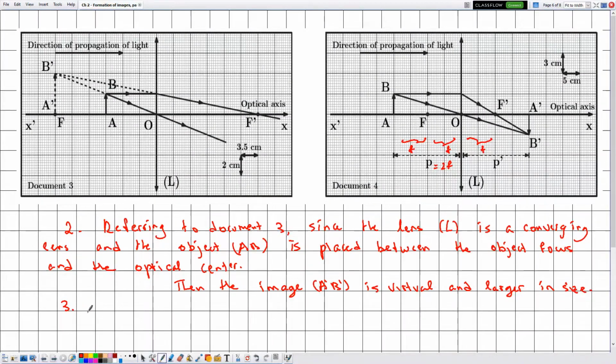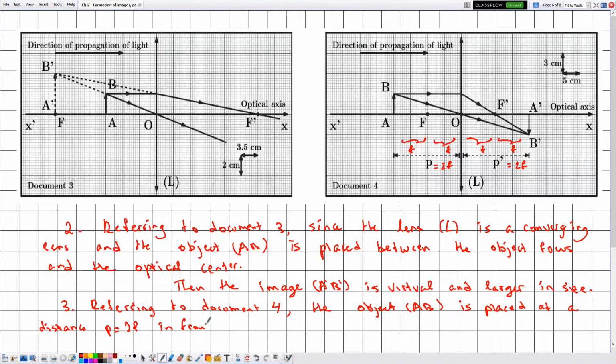Then we can say that, referring to document 4, the object AB is placed at a distance P equal to 2f in front of the lens.